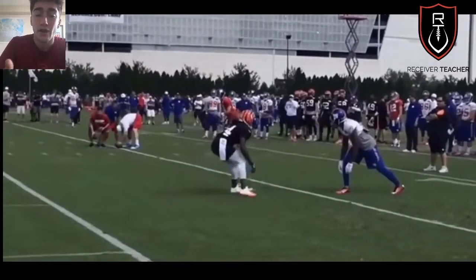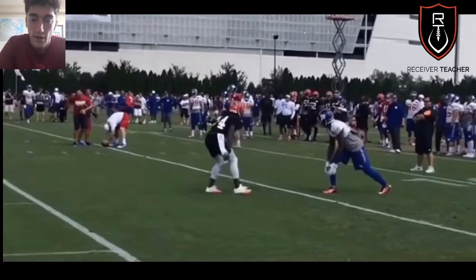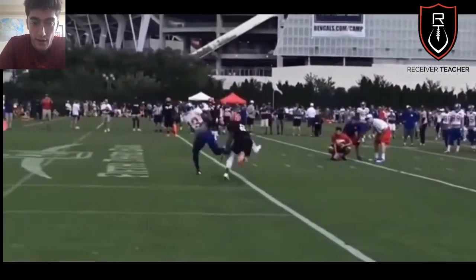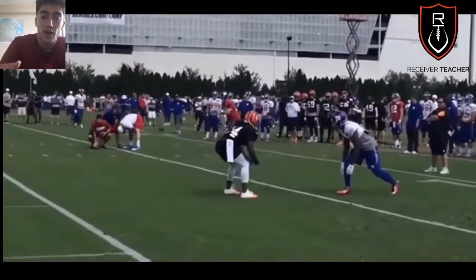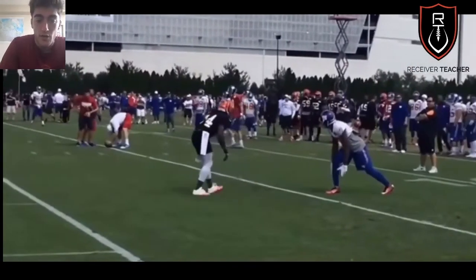So now that you know the coverage, now that you know the DB's technique, all right, how he's trying to play you, and you're in the right spot, you're set up for success, right? You've done everything pre-snap, and now just let your natural ability take over, and just do your job. It may seem like a lot, all right, but over time you'll get used to it, and it'll be like this. Just like I said, just all right.